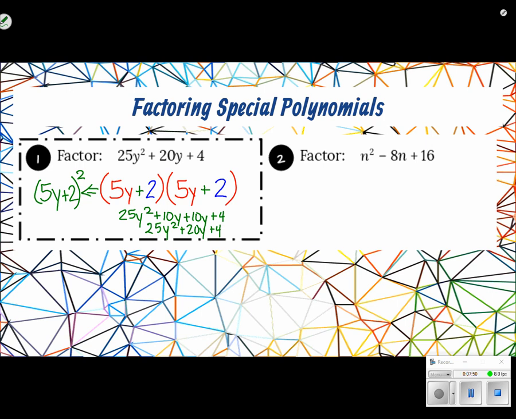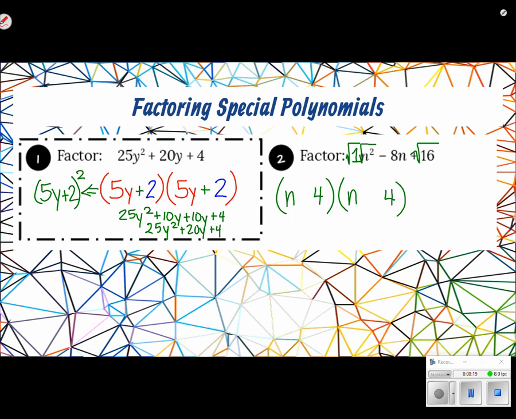Now on number 2, there is a 1 in front. You can take the square root of 1. The square root of 1 is 1. You can take the square root of n squared. And you can take the square root of 16. So let's look at factoring this. Square root of 1 is 1. The square root of n squared is n. So each parenthesis gets an n. The square root of 16 is 4. Be careful. A lot of people divide by 2. Dividing by 2 isn't taking a square root.